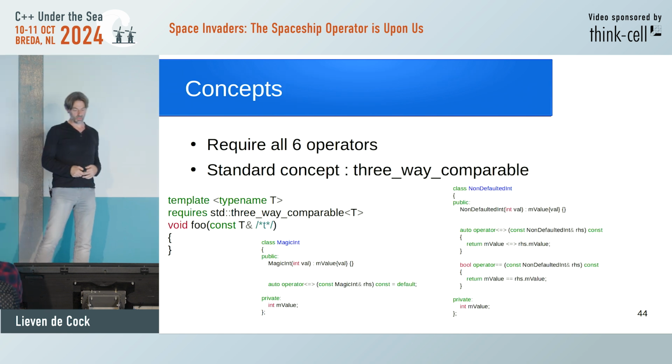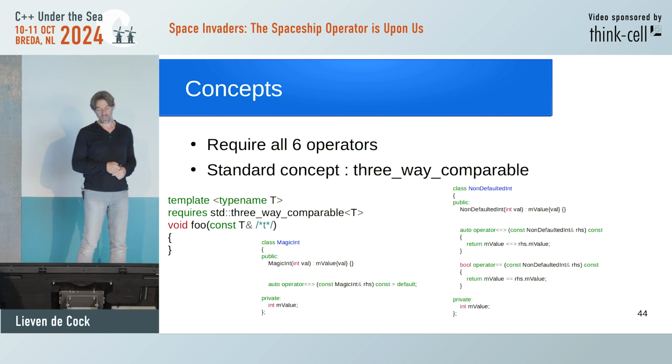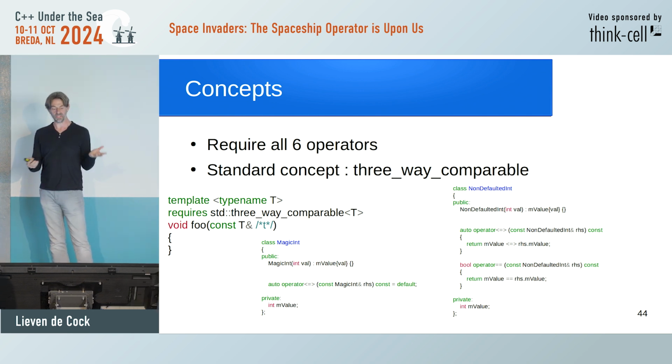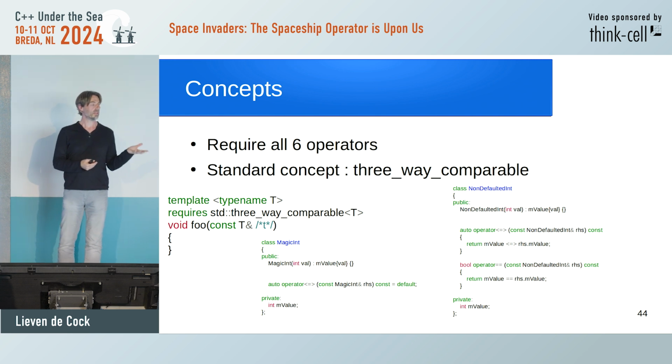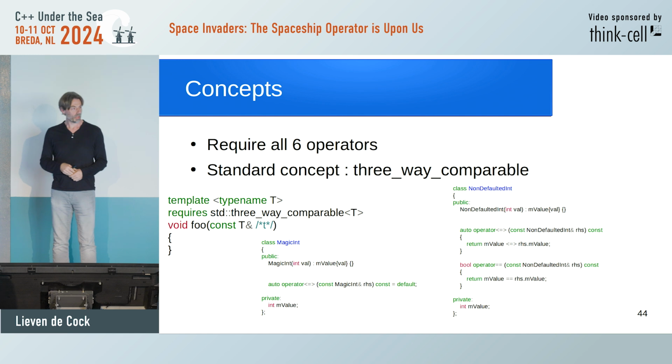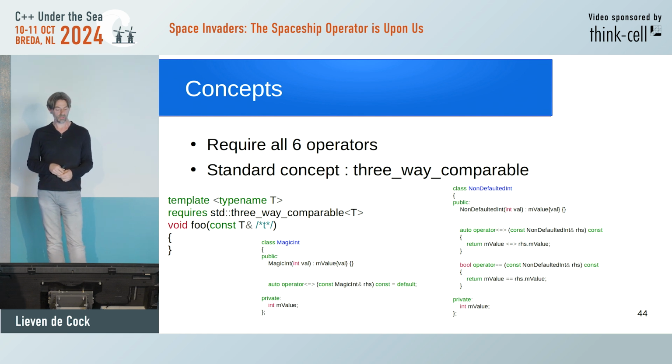Let's add concepts to the picture. Say I want to express that I require that the spaceship operator exists. There is a concept for that, three-way comparable. So we say our template function foo requires a type which is three-way comparable. So that's very easy.